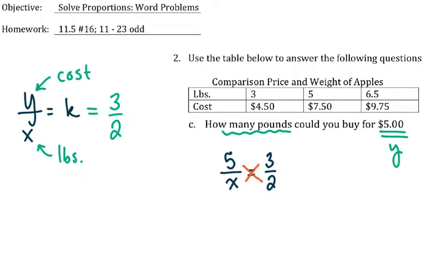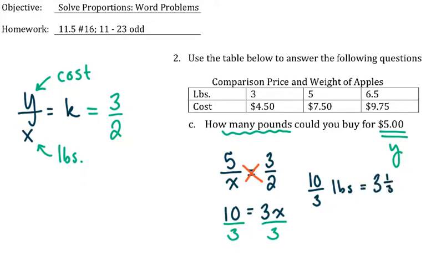So when we cross multiply, 5 times 2, 10 is equal to 3x. Divide both sides by 3. And we end up with 10/3 pounds. And while you absolutely can answer this as a fraction, it's a little awkward. So 3 1/3 pound, or 3.3 repeating pounds. But do remember in your word problems to include your units.